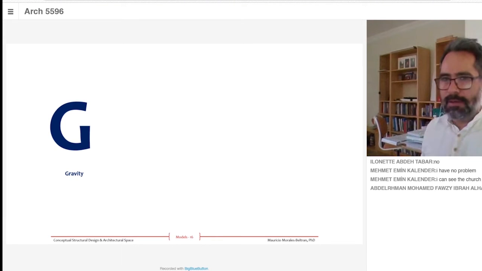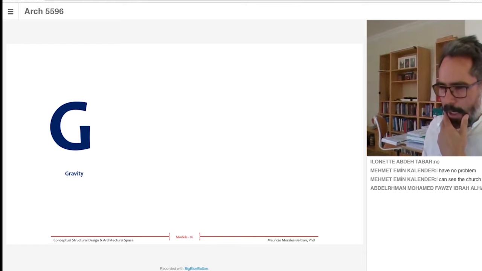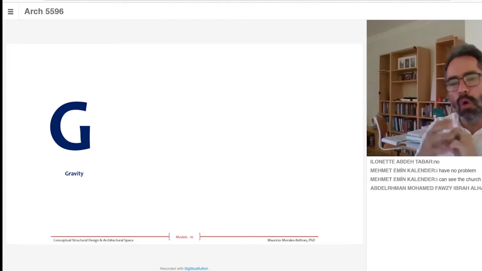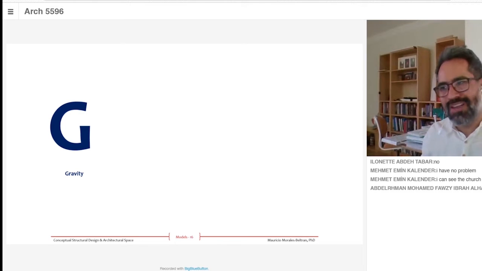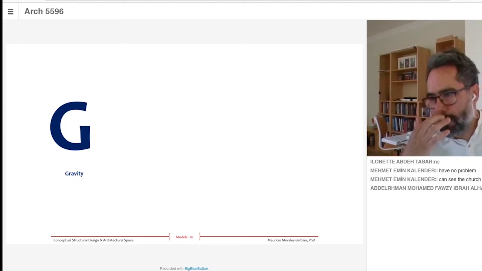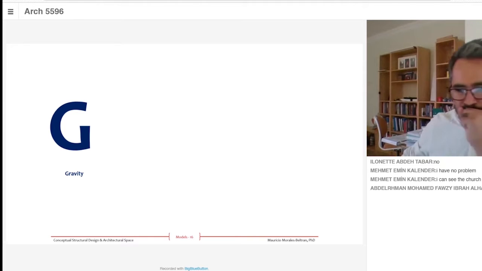Now, there was another issue here that is very important, and it has to do with structures. A structure, at the end, is a system which is composed of elements that are organized to transfer loads. And the most basic load, the type of load that you can never escape from, is the one that is produced by gravity. The acceleration of gravity is almost 10 meters per second squared.